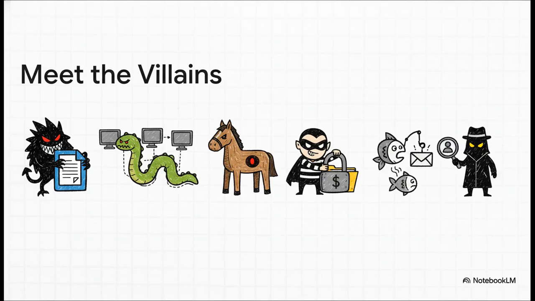A virus is like a bad piece of code that has to hitch a ride on a legitimate program to spread. A worm, though, is even sneakier. It can travel across networks all by itself. Ransomware is basically digital kidnapping. It locks up your files and demands money. And a Trojan horse, just like the myth, it's a nasty program that tricks you into letting it right through your front door by pretending to be something you want.